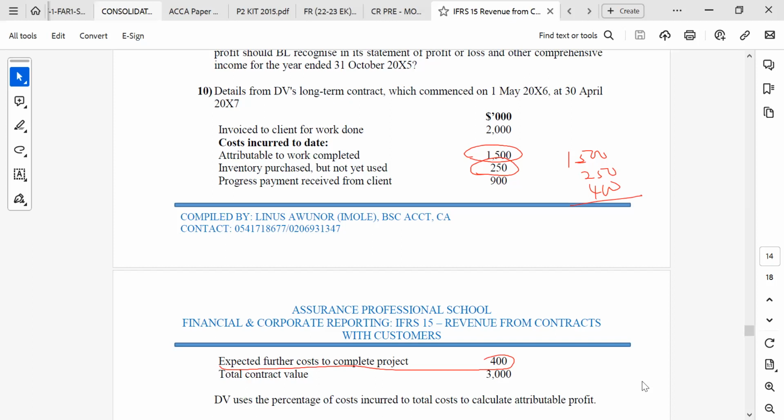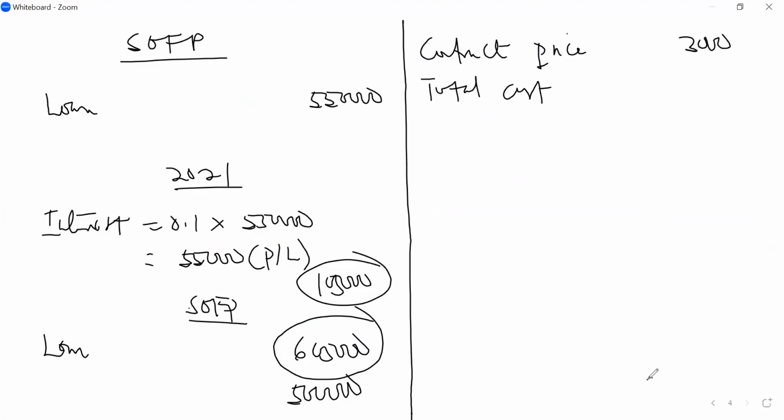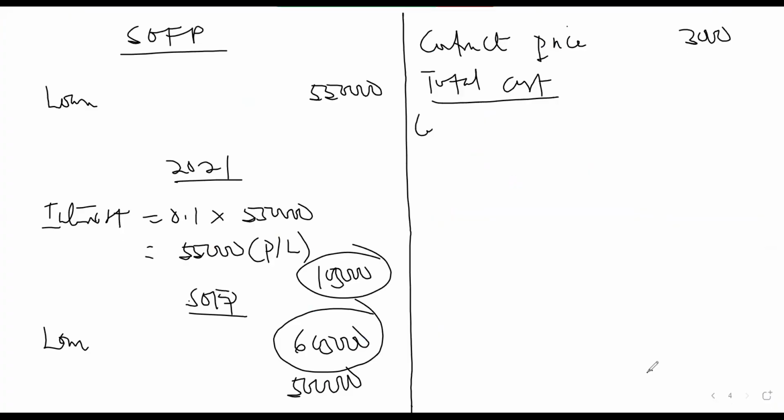The contract. So you ask yourself, what is the total cost of completing the contract? You will take the cost incurred to date. Okay. So you are doing something for me and you have incurred 2,000. You are saying that you are going to incur additional cost of 1,500 to complete the work. It means that the total cost of the contract will be 3,500. That is the meaning.